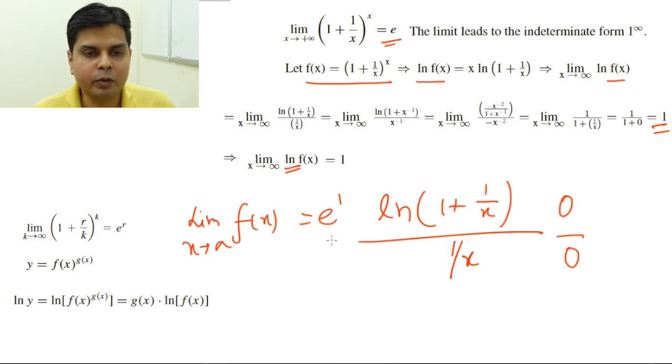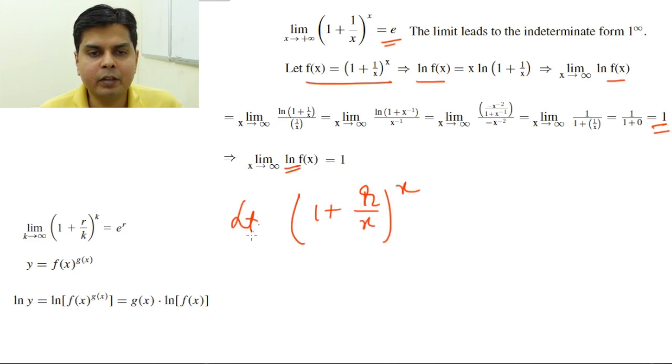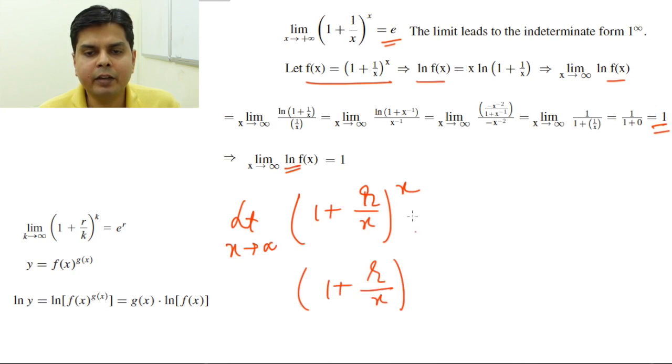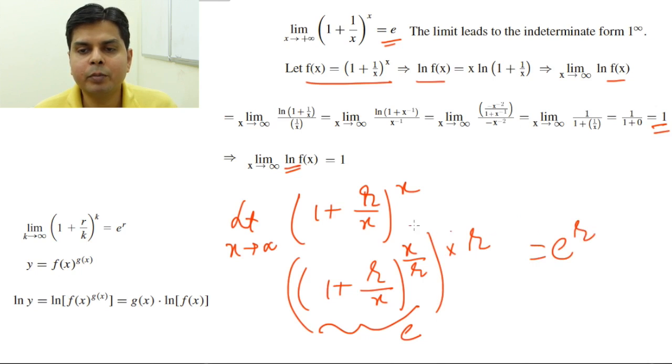Similarly you can derive it for minus infinity also. In this case we had (1 plus 1 by x) to the power x. Suppose instead of 1 by x you have, say, r by x, and you have to find the limit as x tends to infinity. Then I will write 1 plus r by x. Since this is r by x, I have to make the exponent x by r as well, so I will write it as (1 plus r by x) to the power x by r, whole to the power r. Now as x tends to infinity, the inner thing will be e, and this is to the power r, so the answer will be e to the power r. So whenever you have an r here, this will become e to the power r.